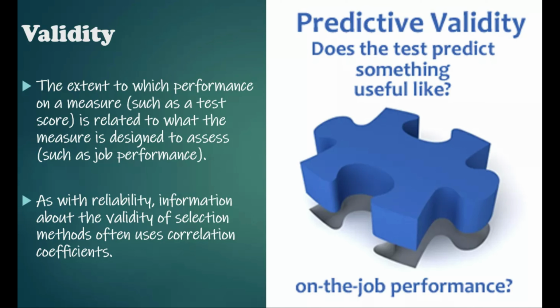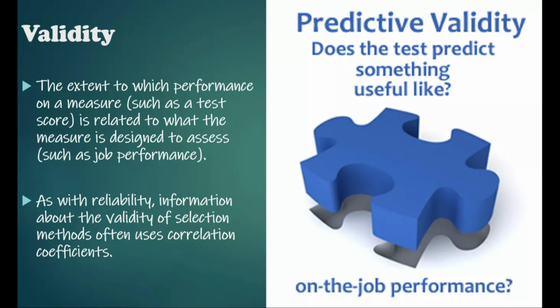Validity: the extent to which performance on a measure, such as a test score, is related to what the measure is designed to assess, such as job performance. It simply measures the effectiveness of the test measurement that leads the personnel to have free judgment on the candidates. Also, it measures how good the test measurement is in leading the personnel to evaluate candidates based on the designated job. Though this validity test will not show how well the candidates can do in most kinds of jobs. For instance, this measurement doesn't measure height and weight, as they are not related to validity.